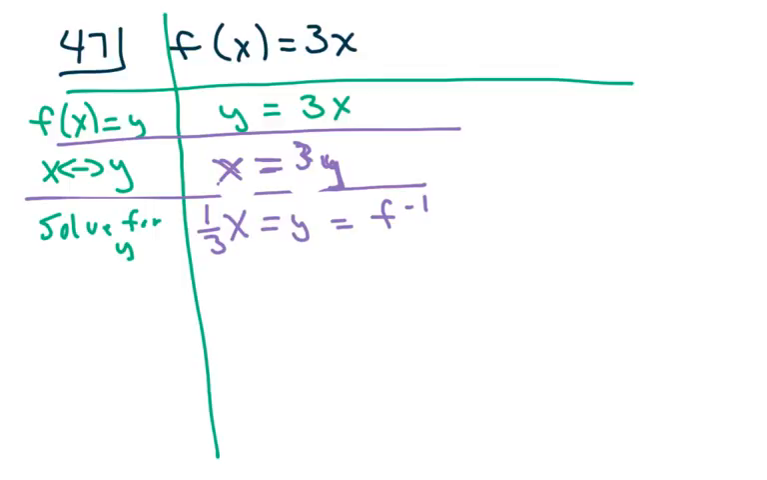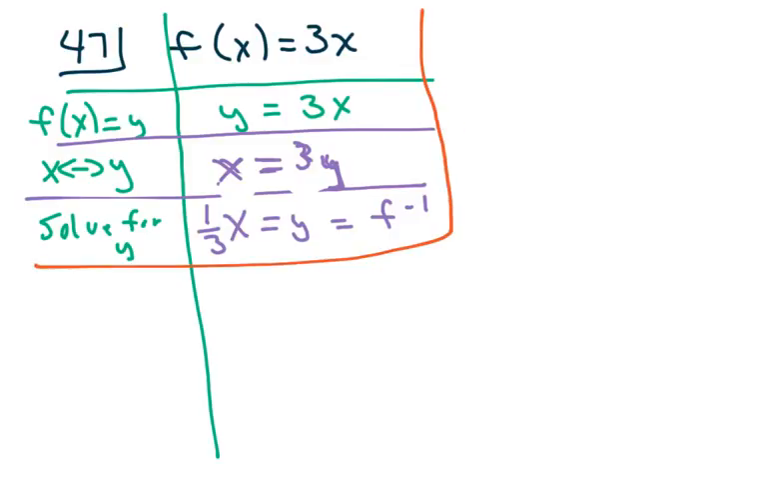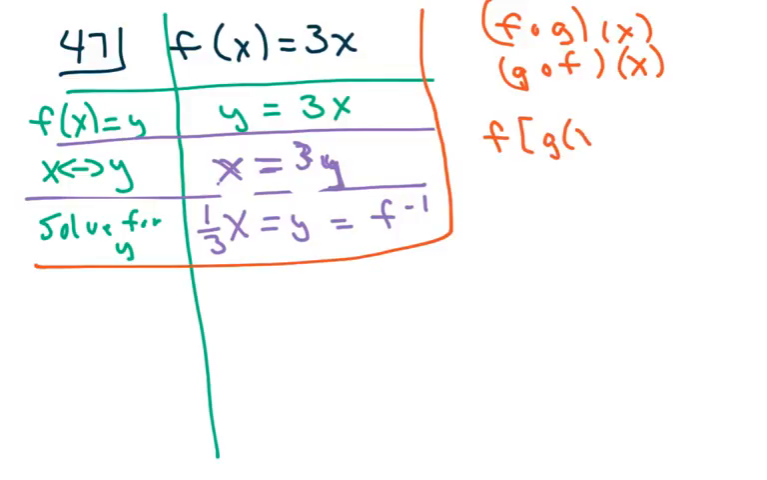Okay, now we have to check that we did it right. And to check, we're going to do what we did earlier. We're going to compose f with g and g with f. They have to work both ways. Sometimes it works one way, not the other. So we're going to check f with g of x.